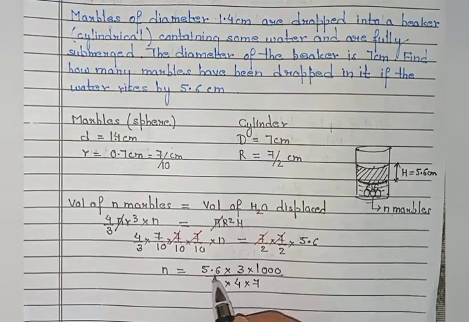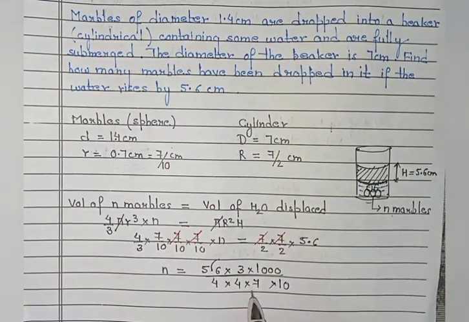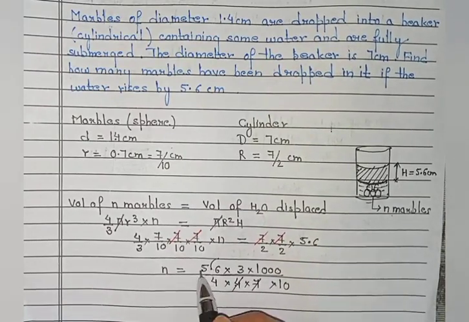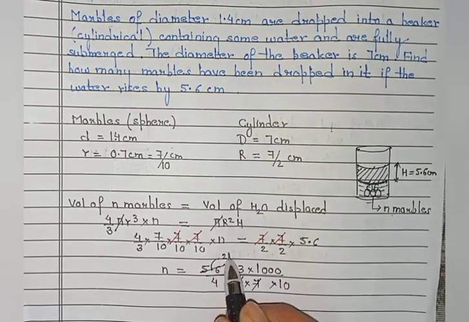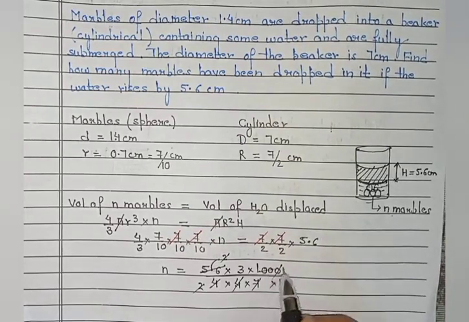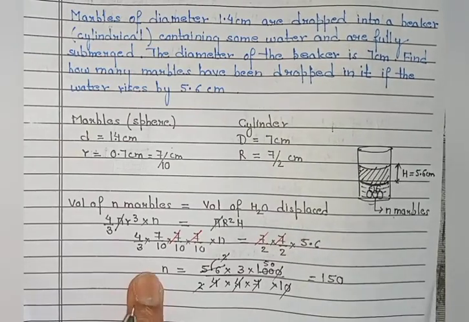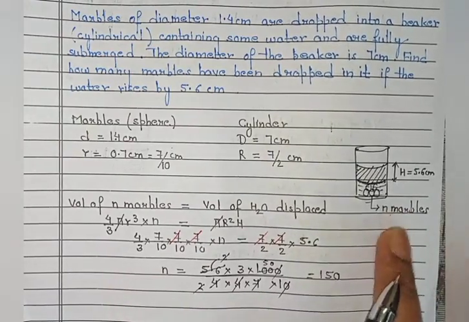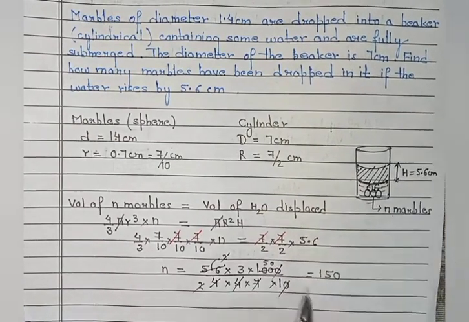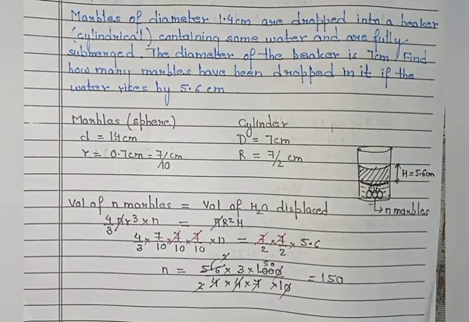Now let us simplify this. You remove the decimal, you will get it upon 10. So this will give you 7 4s are 28, 28 2s are 56. Then 2 2s are 4, this will cancel out, 2 will reduce 100 by 50, so this will give you 150 marbles. N was representing the number of marbles, and the question says you have to find out how many marbles have been dropped in it. So you can say 150 marbles have been dropped. So this is clear to you now?